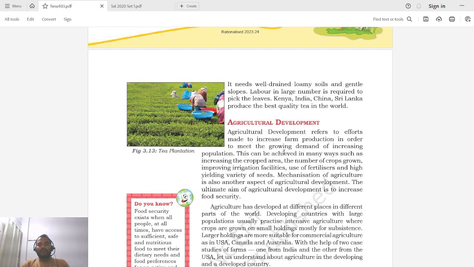So agricultural development refers to efforts made to increase farm production in order to meet the growing demand of increasing population. So first thing is, why do we need to increase agricultural production? Because as our population is increasing, the demand for agriculture is increasing, and in order to meet this demand, we have to increase agricultural production. So you may say, why don't we increase the arable land, that is bring more land under agriculture, right?